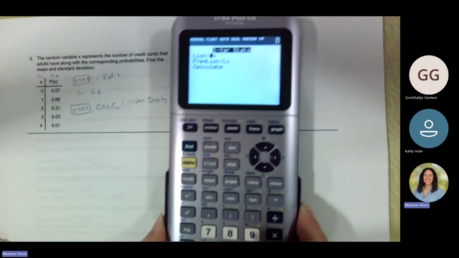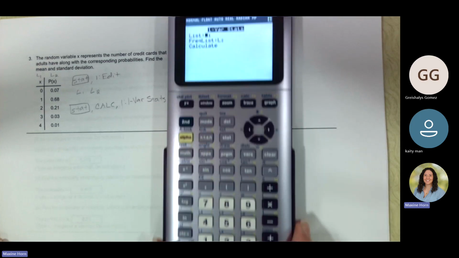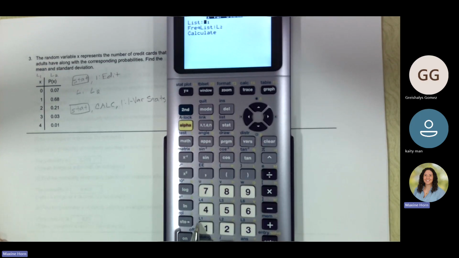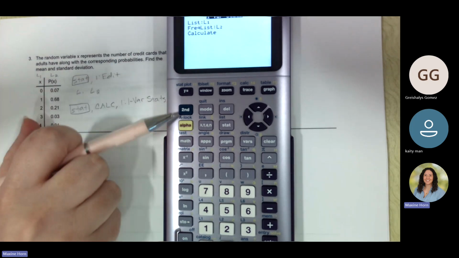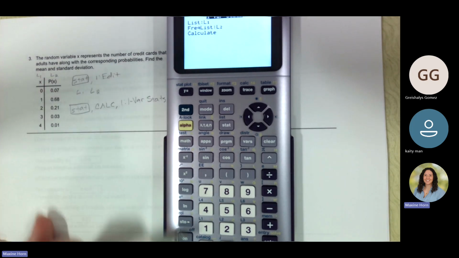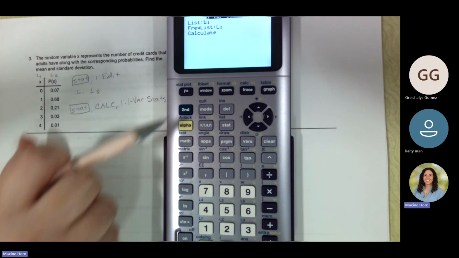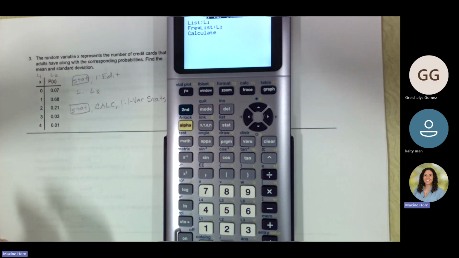And then quick reminder, your L1 is right here above your button 1. So if it's not already there, you're going to need to hit the second and then 1 so that it'll do what's in this sort of dark blue. You guys probably can't see that, it's like a teal color. It's kind of like a shift button, right? So L1 and L2 and then calculate. Okay, great.